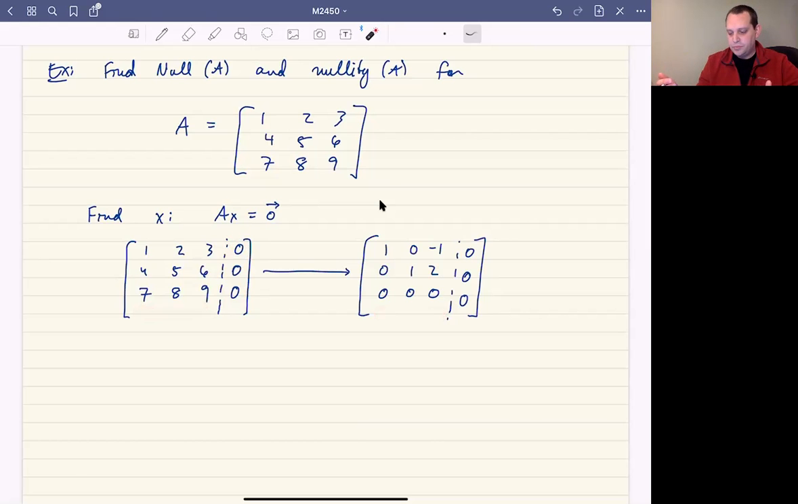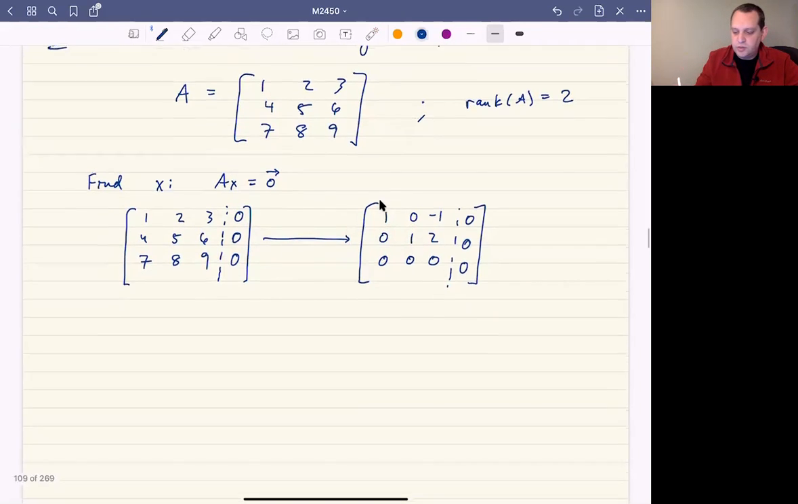That's why it's allowed. So what we're going to do now is figure out what the solutions are going to look like. I think it's important to note that the rank of this matrix is 2, because when we put it in reduced row echelon form, we have 2 pivots. Okay, so the rank is 2. So now let's think about what the null space is.